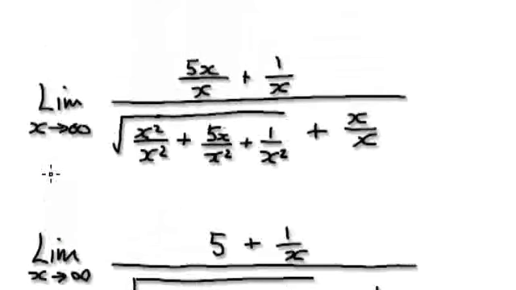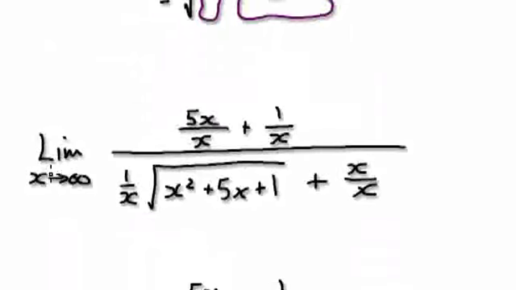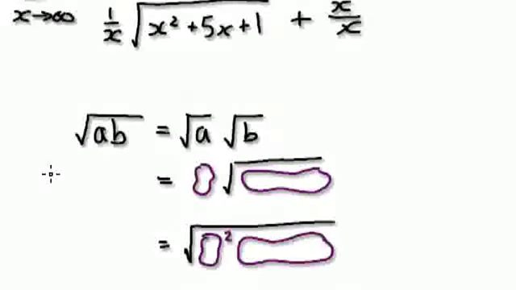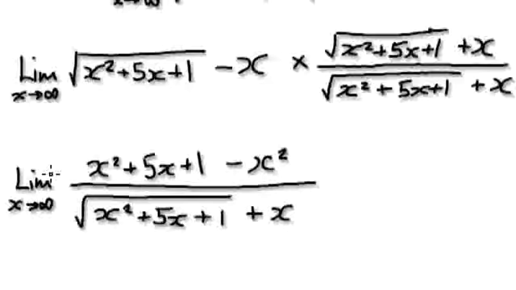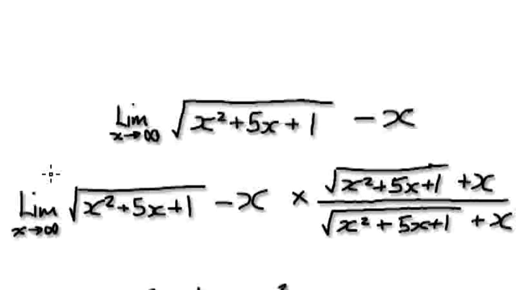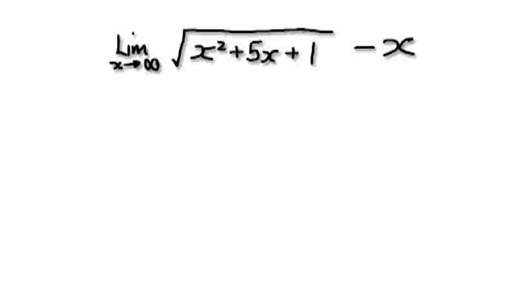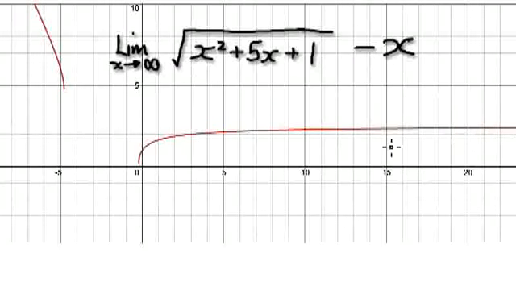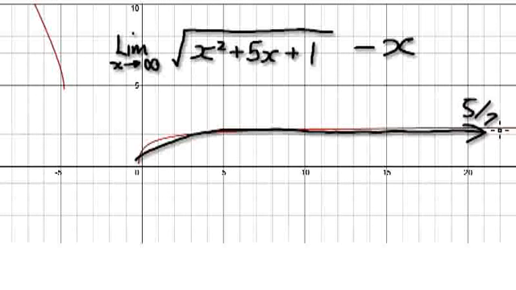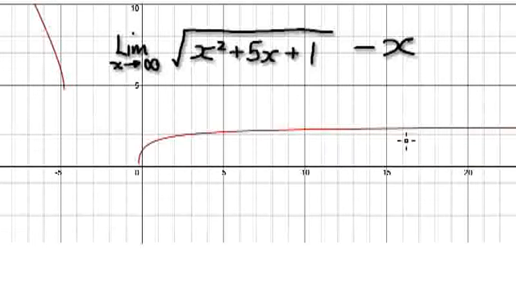So going back to our original graph, let me just remove this. Going back to our original graph, as x tends towards infinity, it will head towards 5 over 2, which is 2.5. So this point here is 2.5.